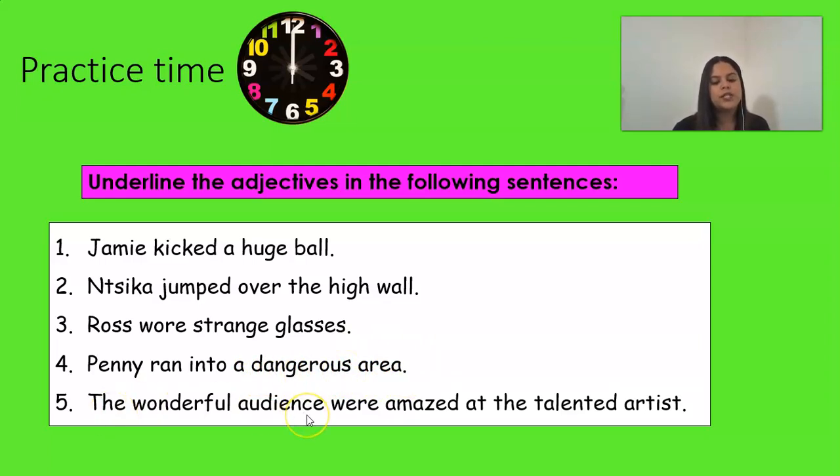The wonderful audience were amazed at the talented artist. So audience is a noun, artist is a noun, and now I'm going to look for words that describe those two nouns. The wonderful audience: wonderful is my adjective. Were amazed at the talented artist: talented is my other adjective. Well done, grade 4.